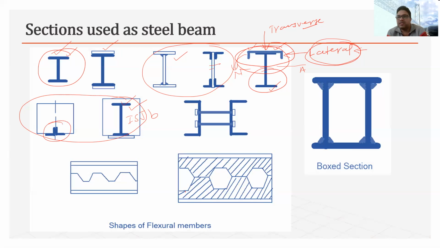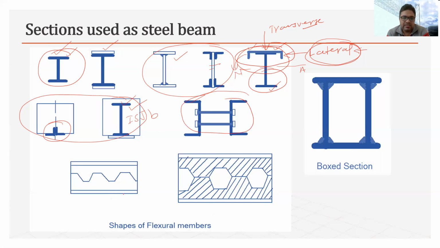Similarly, when there is a headroom restriction, what we can do is join two channel sections, and they may be separated by pipe. So this kind of configuration can also be used when there is a headroom restriction.